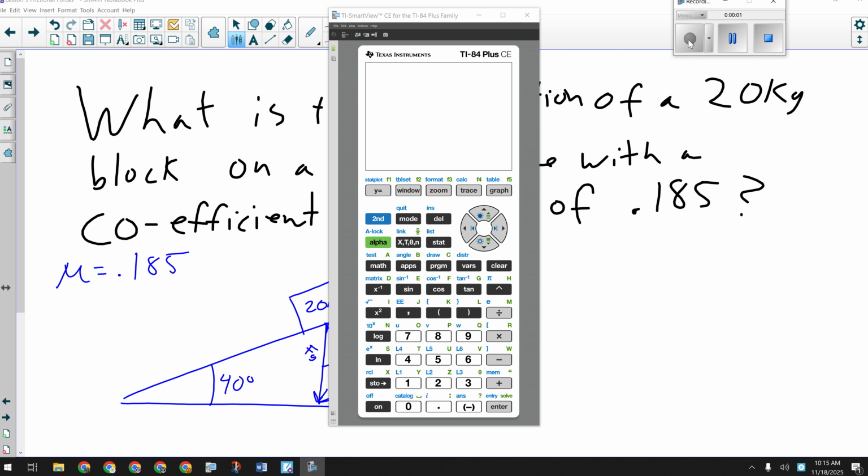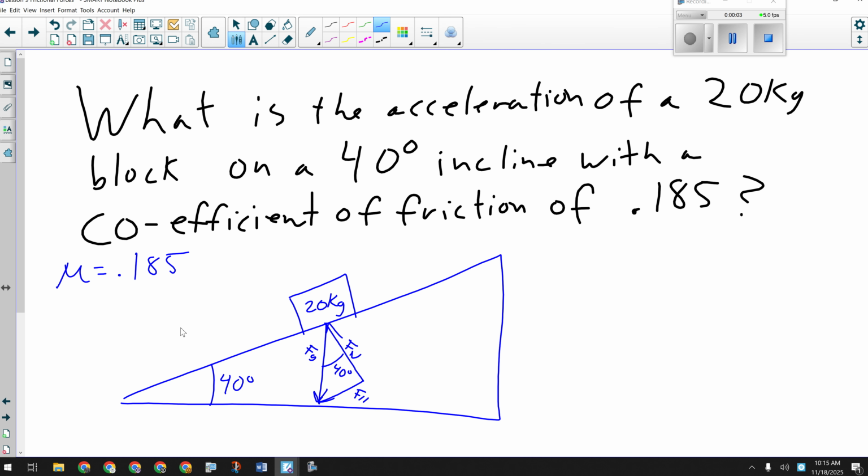So for this one, we have a pretty standard inclined plane question. It's just going to have two extra steps involving the formula we learned yesterday. And that is that the force of friction, be it kinetic or static, is dependent on the coefficient of friction and the normal force. The larger either one of those is, the greater the force of friction will be.